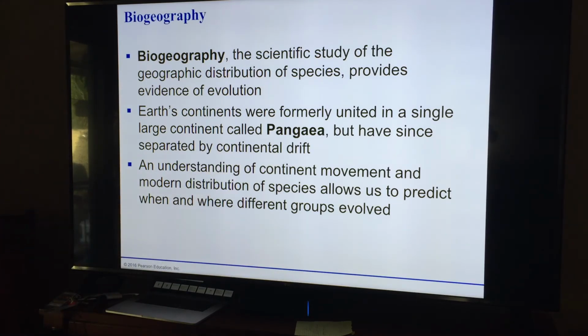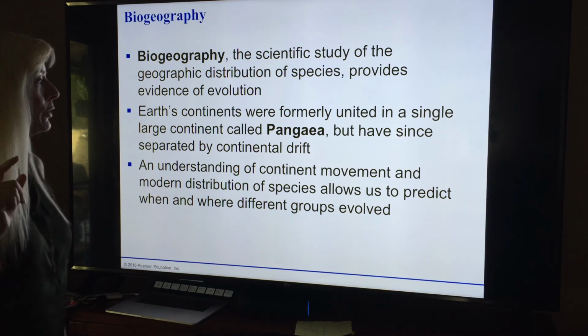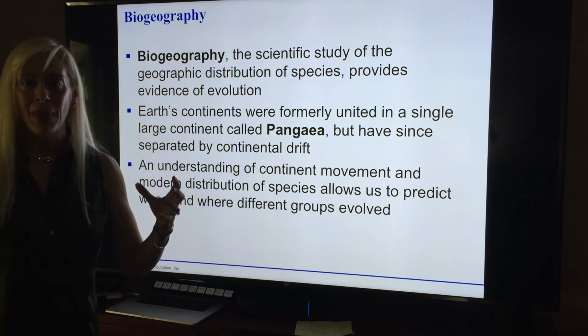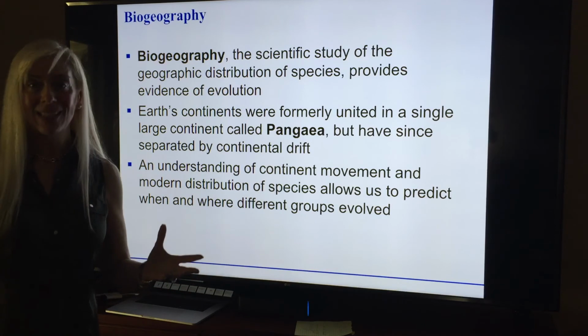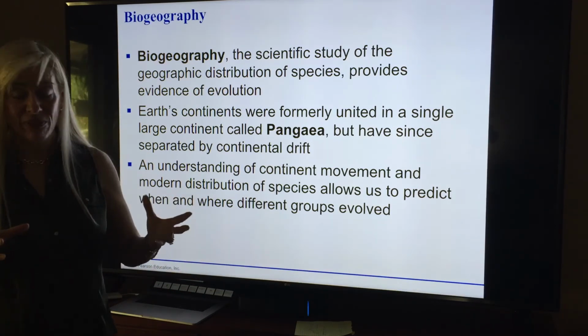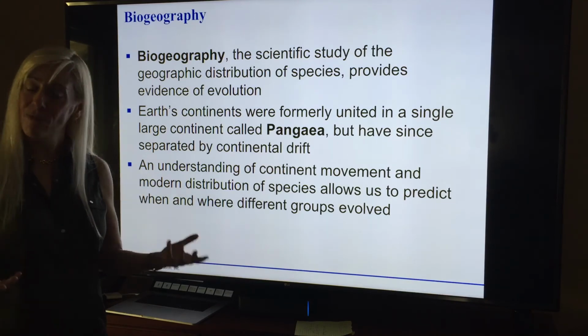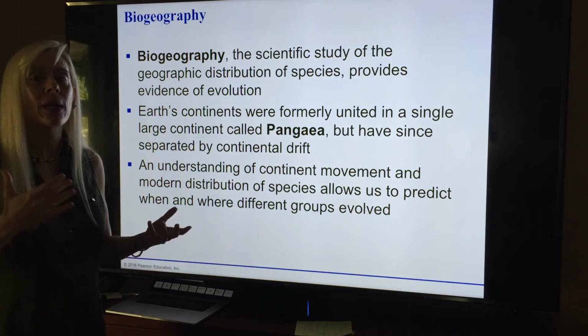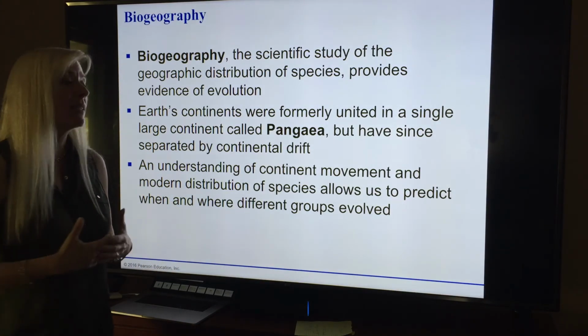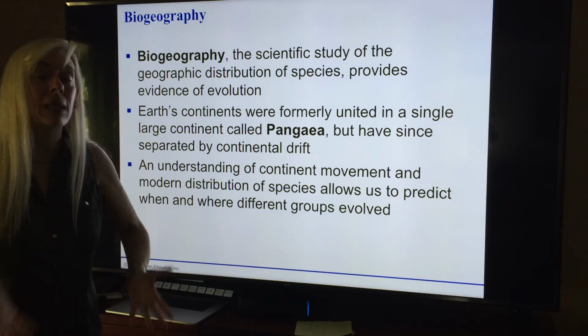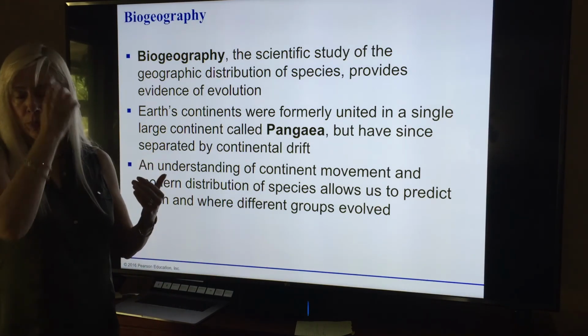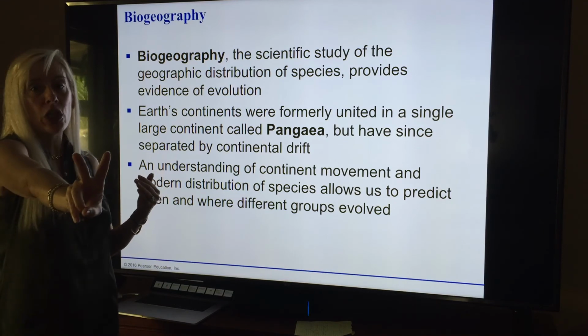An understanding of continent movement and modern distribution of species allows us to predict where and when different groups evolved, which is why the mammals of Australia are all endemic to Australia, because Australia broke off first. That's why it's so vastly different. They have mammals, but all of their endemic mammals, all the ones that originate in Australia, not that people introduced, are all marsupials, except for 2.